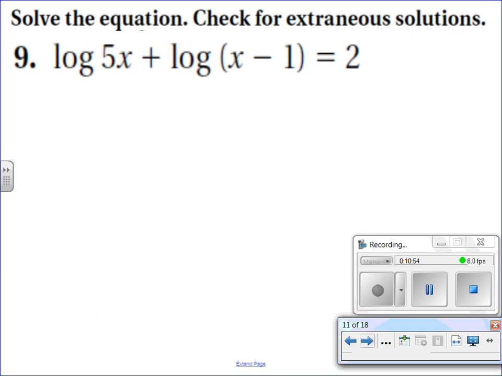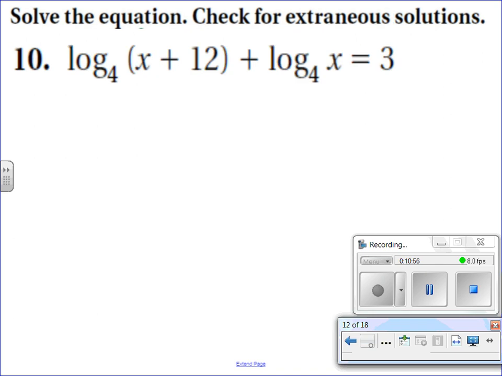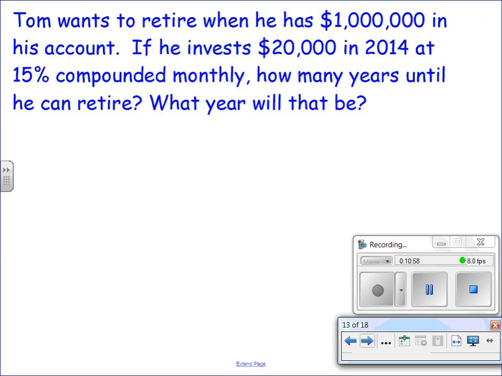Let's do this one next. This is a word problem. We're going to do 2 word problems today. And our 2 word problems are going to be ones where we're investing money and trying to solve for how many years the money was in the account. So Tom wants to retire when he has $1 million in his account. If he's investing $20,000 in 2014 at 15% compounded monthly, how many years until he can retire, and what year will that be?